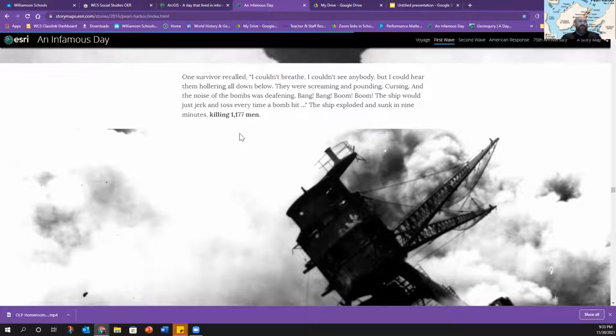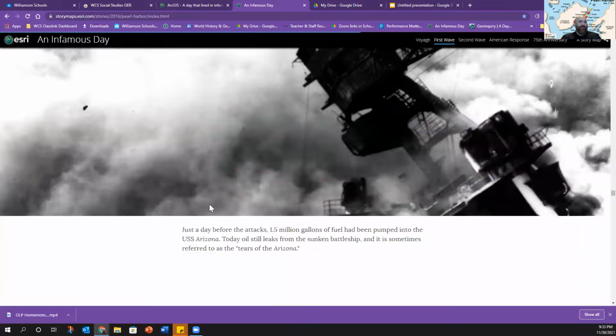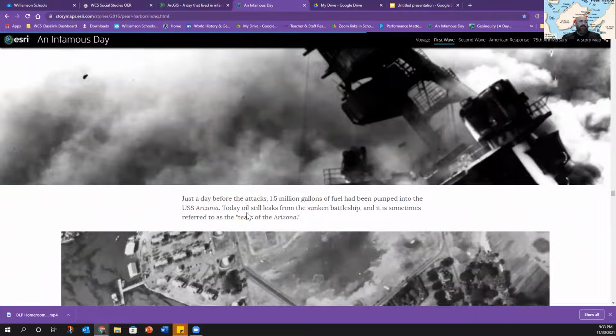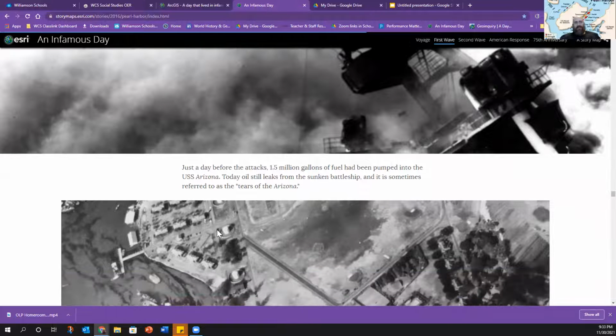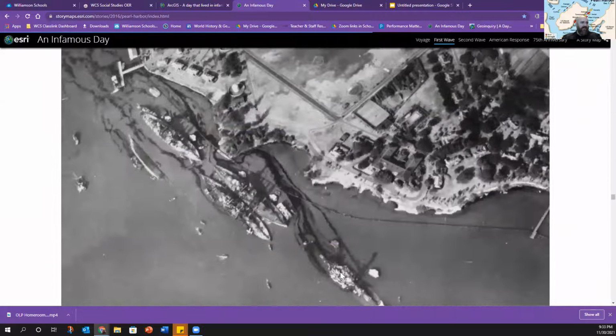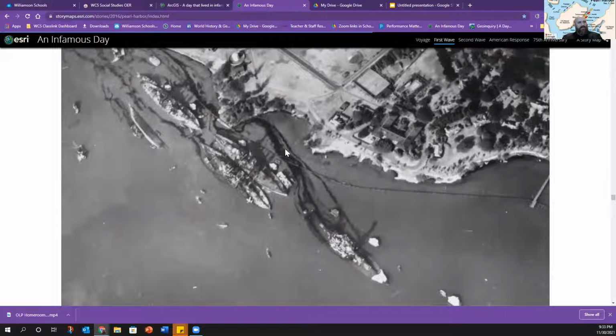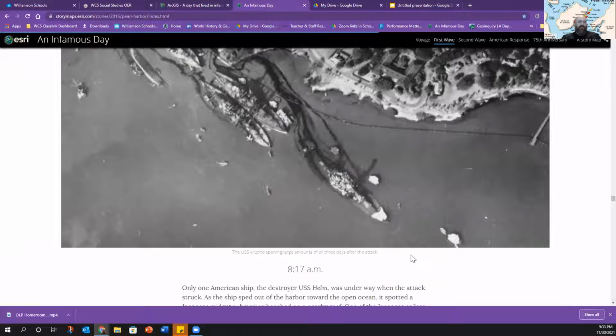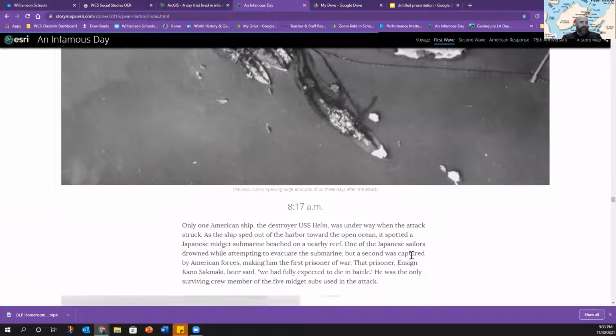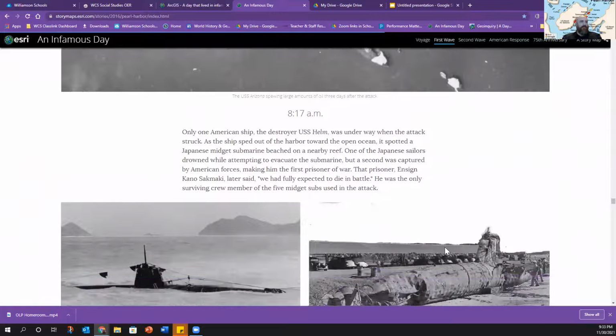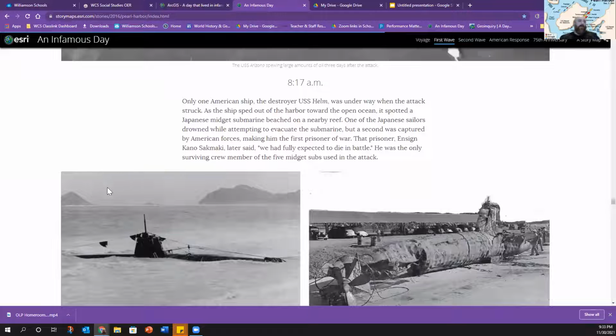So almost 1,200 men on that ship alone. Yeah, the Arizona had just been filled with 1.5 million gallons of fuel. And you're going to see a picture here. This is 3 days later, you're still seeing oil and fuel leaking from the ship, and it's still leaking oil to this day.